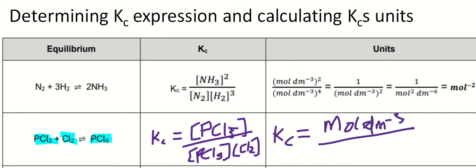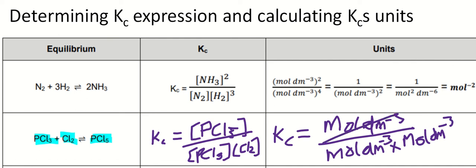Divided by, well, you've got 2 concentrations on the bottom, PCl3 and Cl2. So you're going to divide it by the concentration of PCl3, so moles per decimetre cubed, and that's going to be times by another concentration, which is again moles per decimetre cubed. Now it's just about cancelling it down and then changing the powers to make it the actual units.